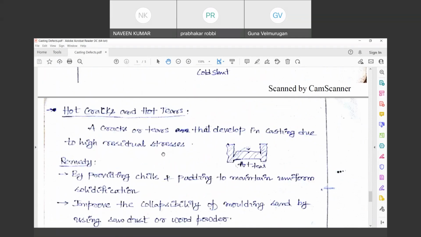Now, next is hot cracks and hot tears. These are because of residual stresses. What are residual stresses? Because of very high temperature gradients, residual stresses are formed inside the casting. Once the residual stresses want to relieve themselves, cracks are formed, and these cracks will lead to tears also. So these are called hot cracks and tears because of residual stresses. Residual stresses are formed because of temperature gradients. You have to understand this.